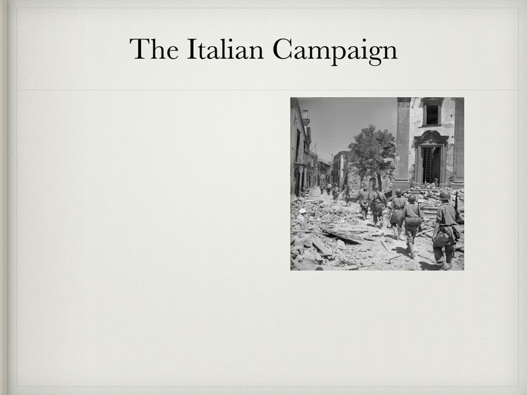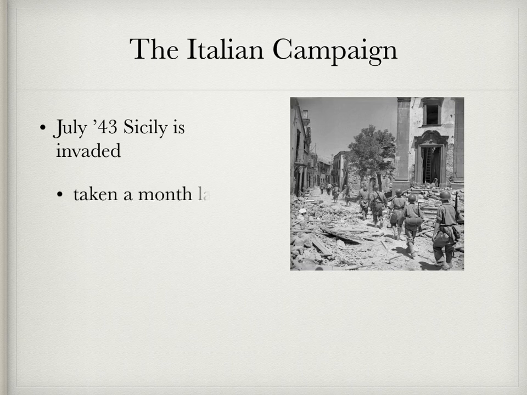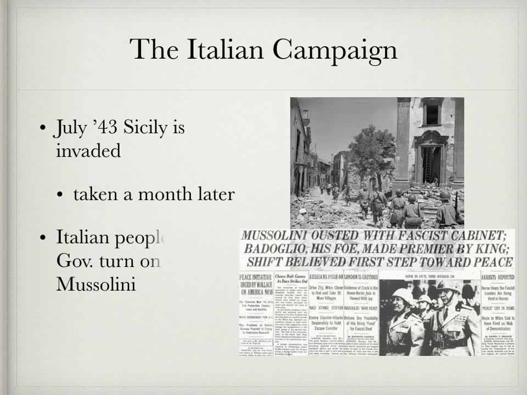Okay, so after North Africa has been taken, the Allies will start what's known as the Italian campaign, and this really begins in July of 1943. Sicily is invaded. Italy will be taken a month later.